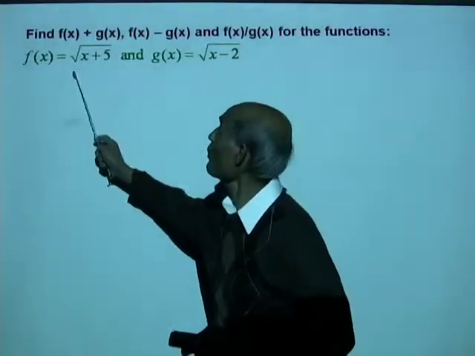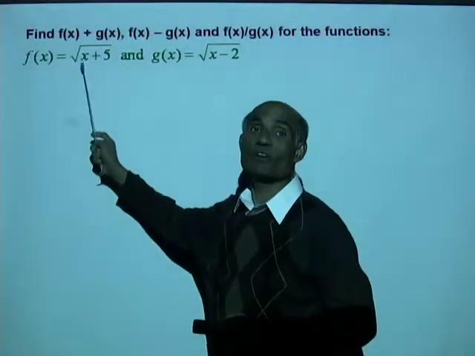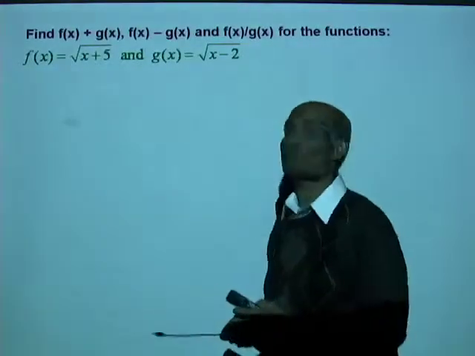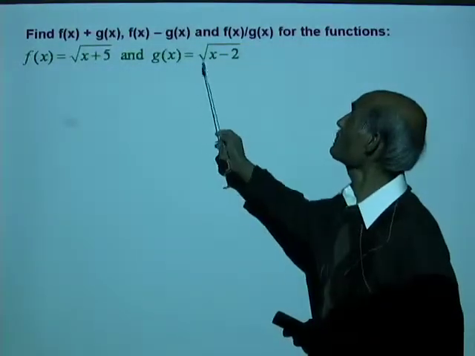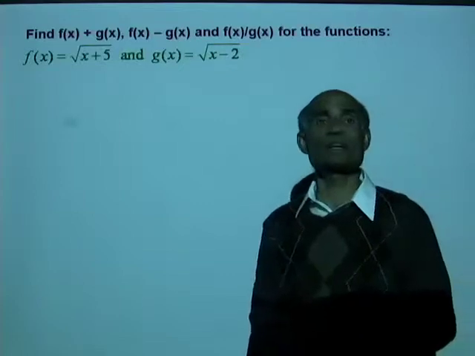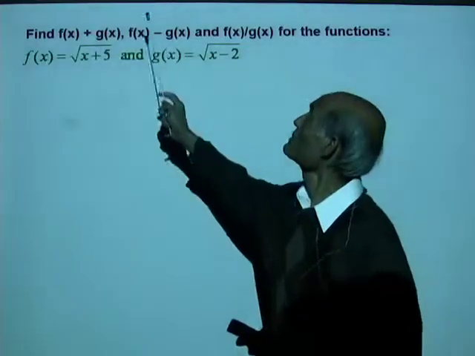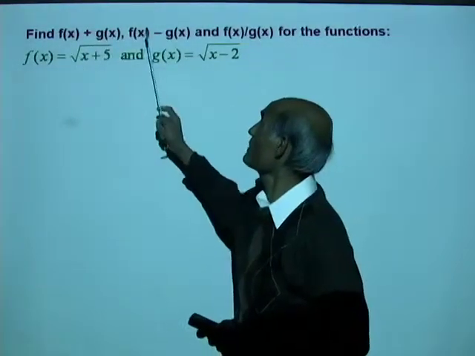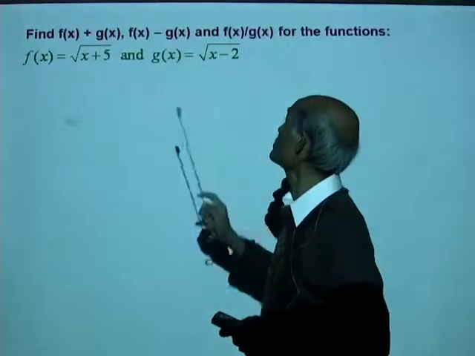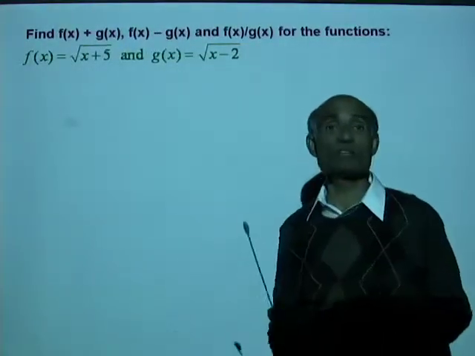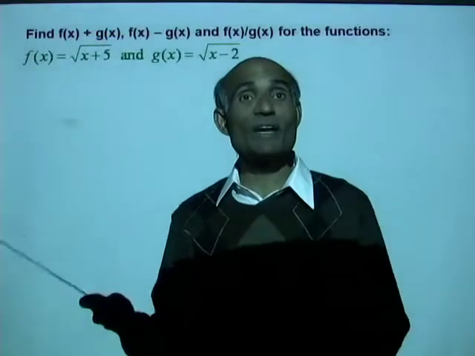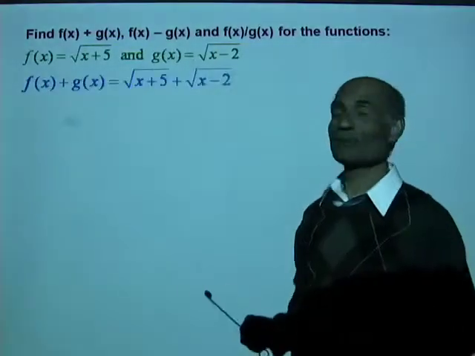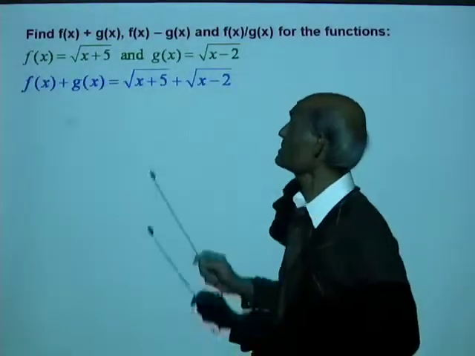Let's do this for these two functions. f of x equal to square root of x plus 5 and g of x equal to square root of x minus 2. We need to find f of x plus g of x, f of x minus g of x, f of x over g of x, and their domains. Alright, that is no problem.